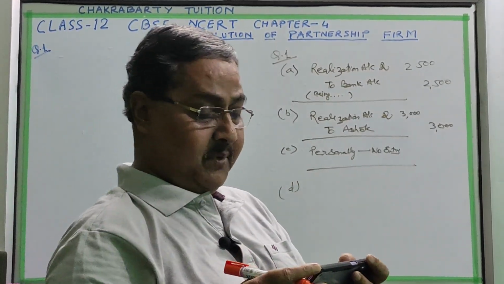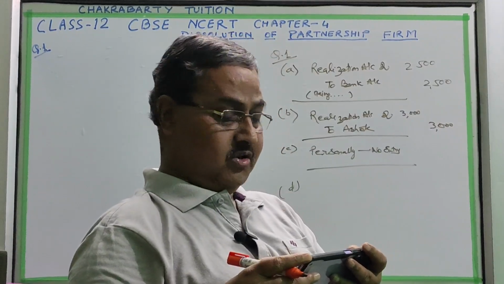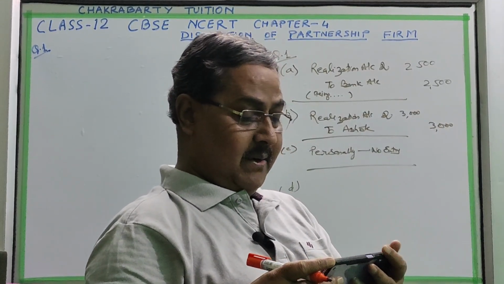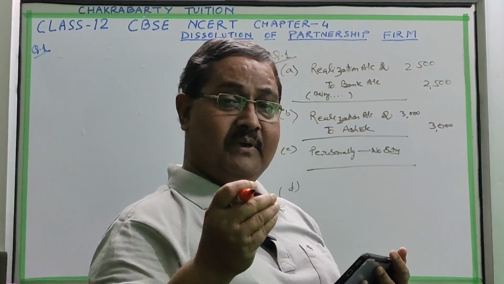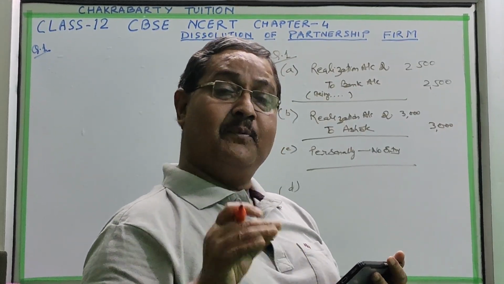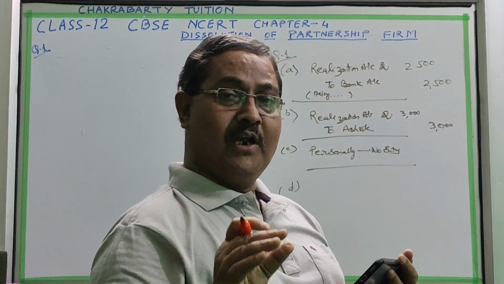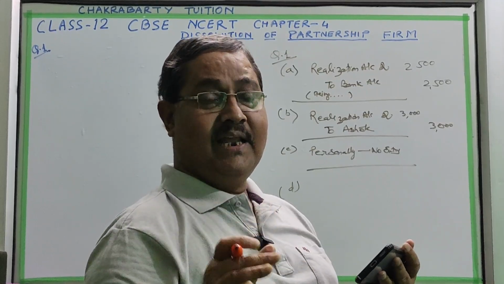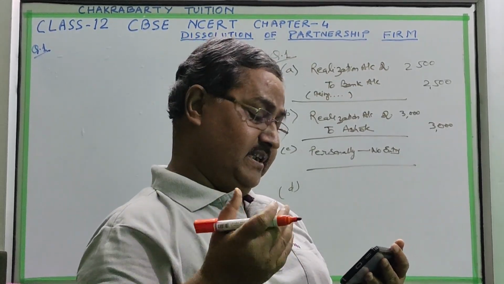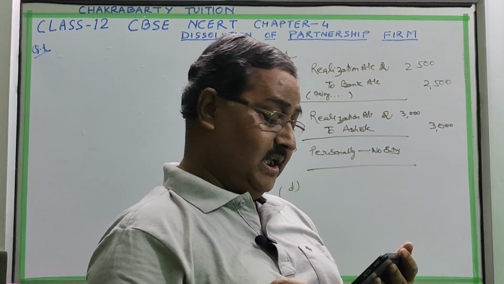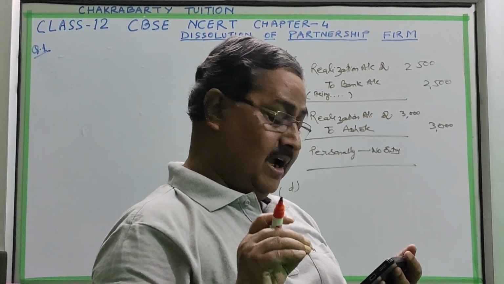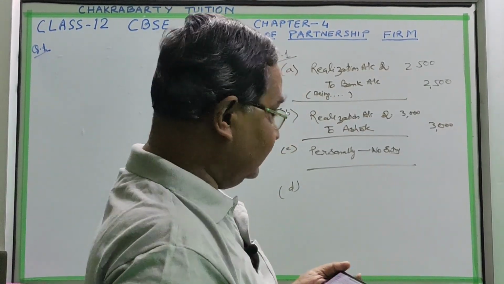D. Amit, a partner, was appointed to realize the assets at a cost of 4,000. The actual expenses amounted to rupees 3,000. So once you have given the contract, you have to pay that much amount. Actual expenses either less or higher, we need not bother. If it is higher, don't do anything. If it is less, don't do anything. Only thing you have to pay is the contracted amount. So 4,000 is the cost.